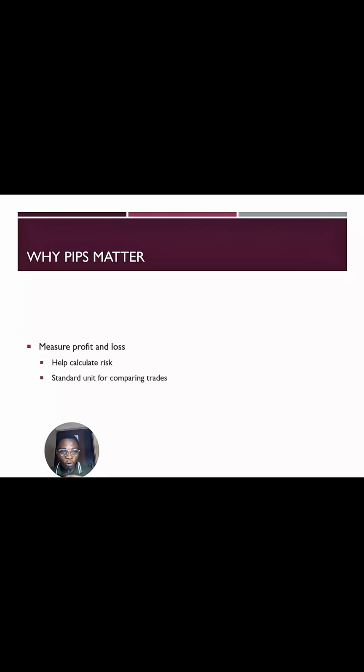Don't worry, as we move forward, we'll understand how to calculate pips. But we first have to understand what pips are before we move into the calculations. It helps calculate risk-to-reward. If I know the pips I'm risking, if I have 30 pips SL and 100 pips TP, I know my ratio. It helps me calculate my ratios, and it is the standard unit for comparing trades.